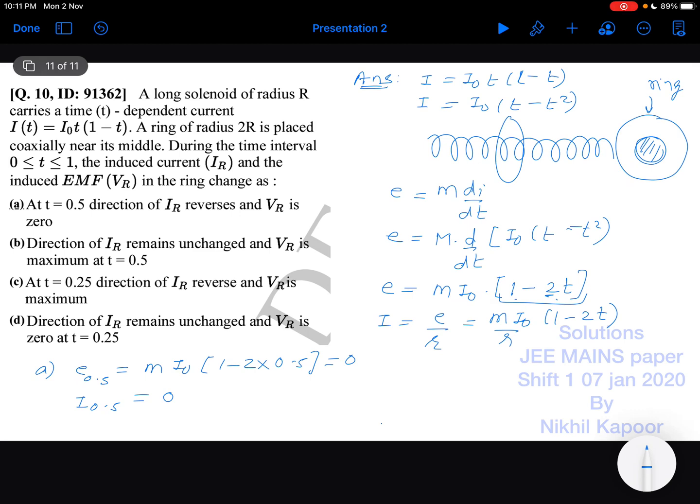So after that the variation in the current would be different. So the current will be going to change its direction at 0.5. So A is the right answer, because of this 1 minus t, initially the current is decreasing and then it will be increasing. So direction of induced current will be different for Lenz law. So A is the right answer.